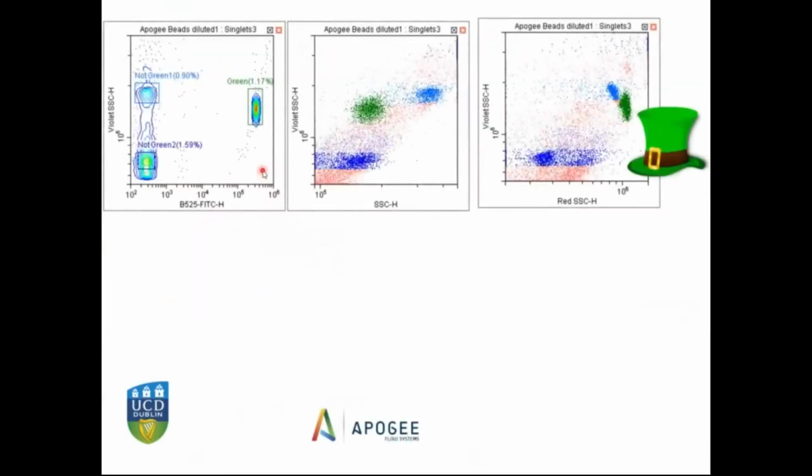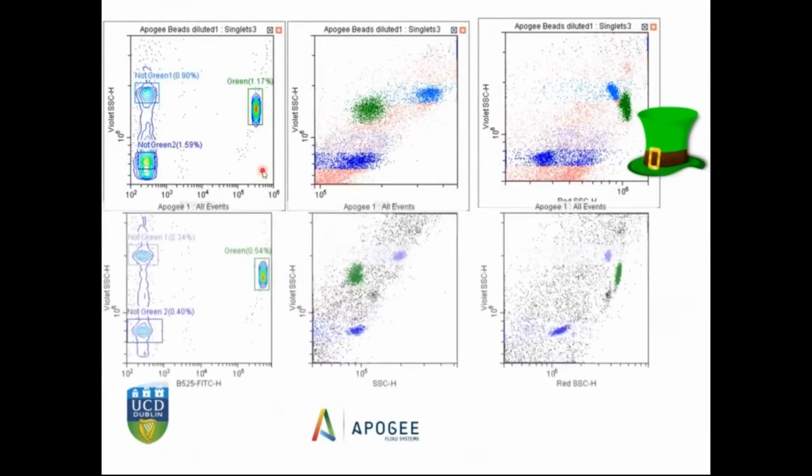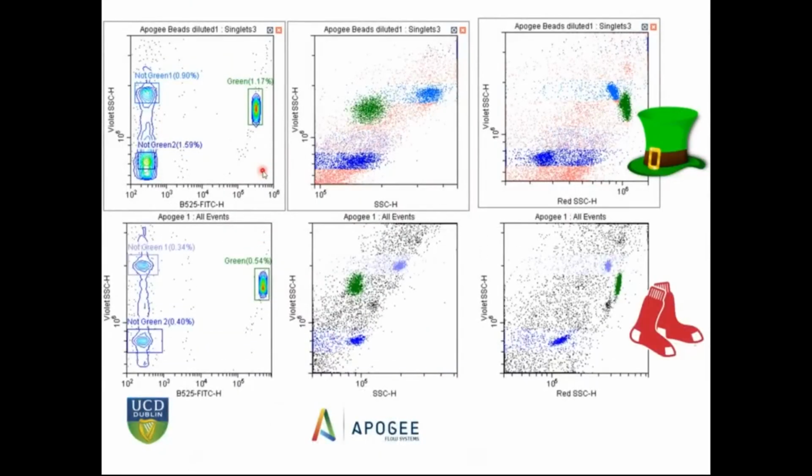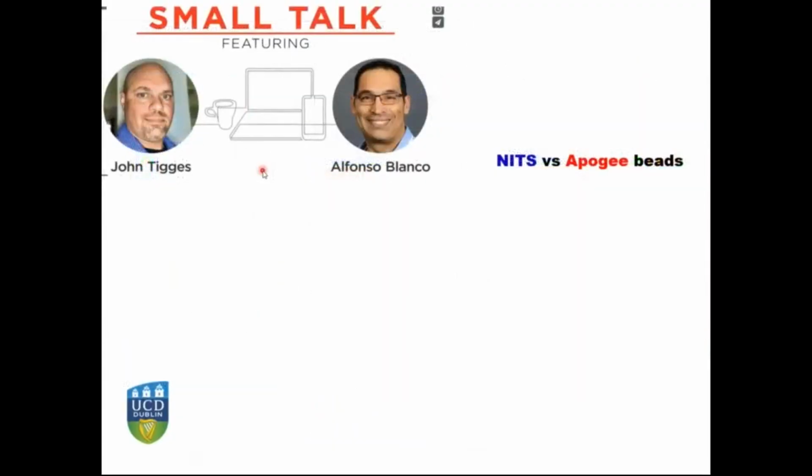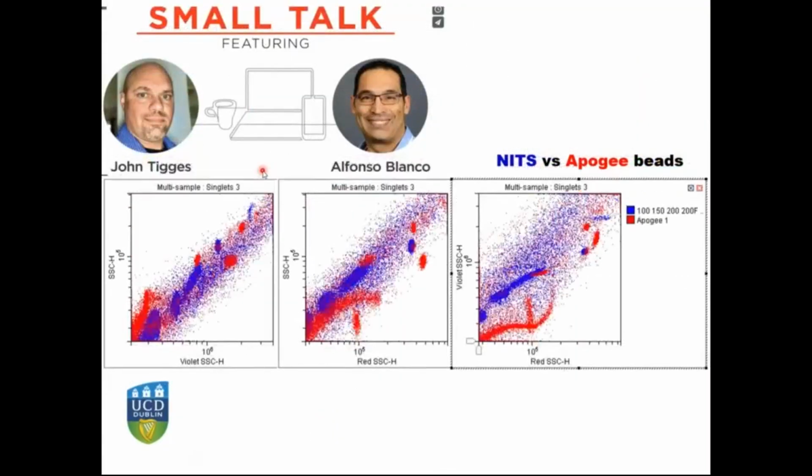So these are my apogees, analyzed on my instrument, and these are the apogees analyzed by John Tiggs in Boston. As you can see, they have the same one. So, okay, now compare the apogees underneath and overlap them. As you can see, every one of these sets of beads goes everywhere in the different scatters.